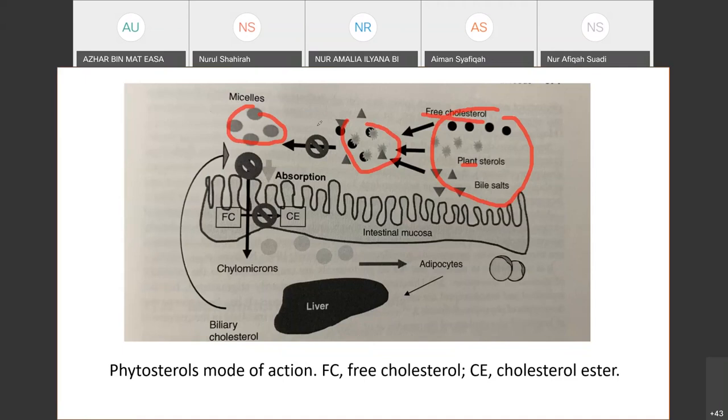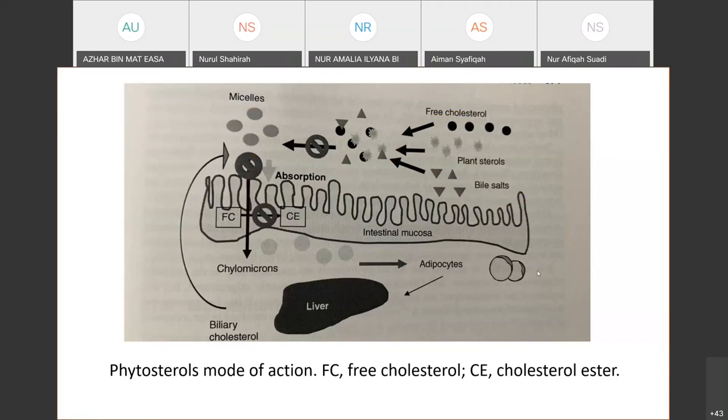Whatever can be absorbed into the intestine will be re-esterified and then converted into chylomicron for circulation. So by doing this, we can reduce the amount of free cholesterol absorbed. Therefore, we can reduce the risk of diseases associated with cholesterol.